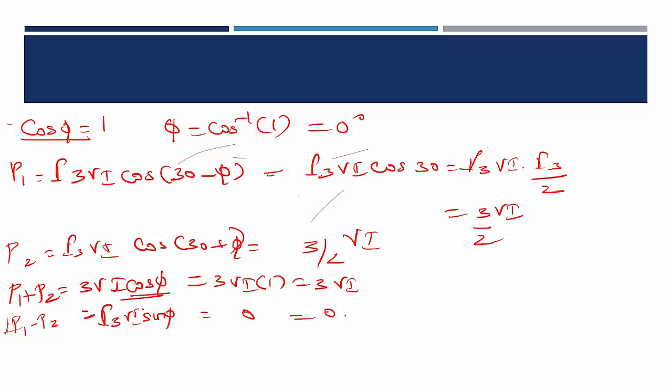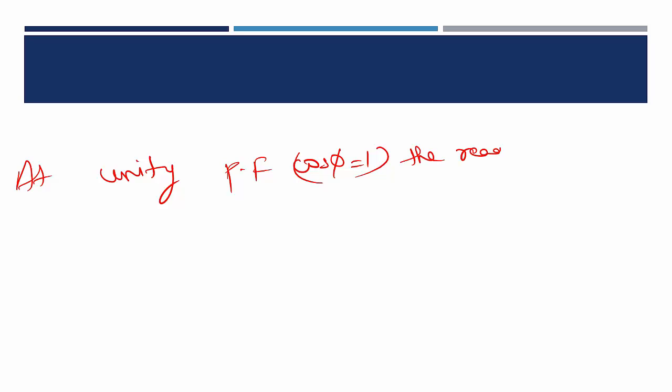So what is the inference we get from this equation? At unity power factor, so what is unity power factor? Cos phi is equal to 1. At unity power factor, the readings of wattmeters are equal. So this condition is when I have 2 wattmeters in a circuit.